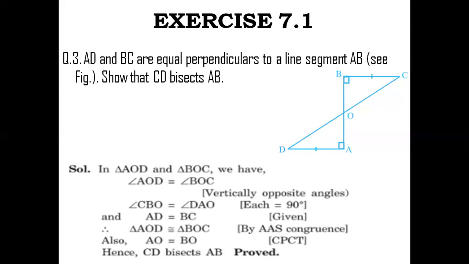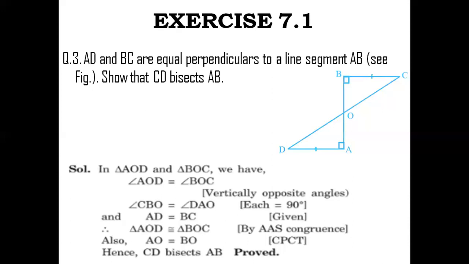Look into the figure. CD bisects AB. So in other words, can I say that we have been asked to prove that OA is equal to OB, because those are the two equal parts of AB that we shall get when CD bisects AB?